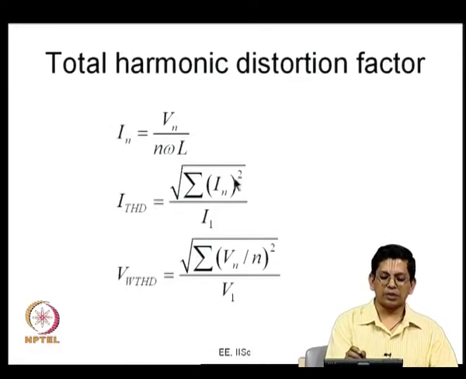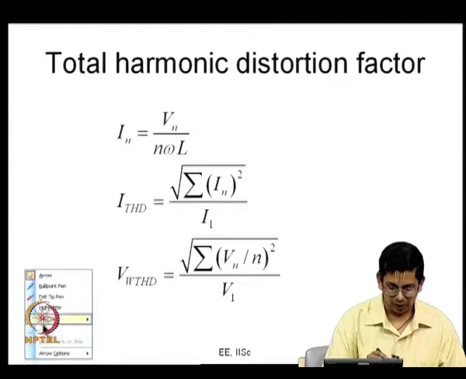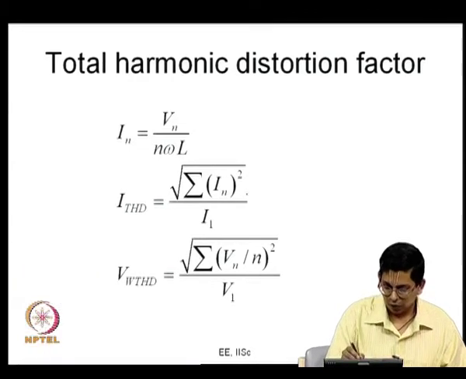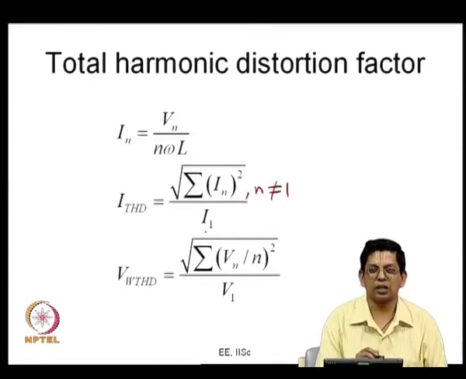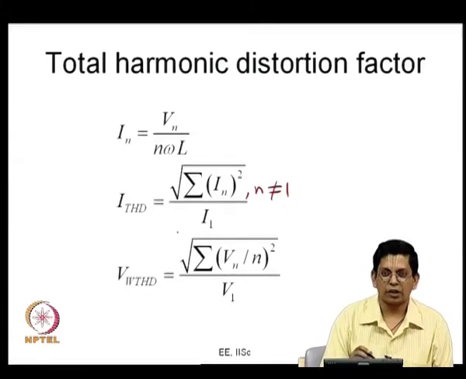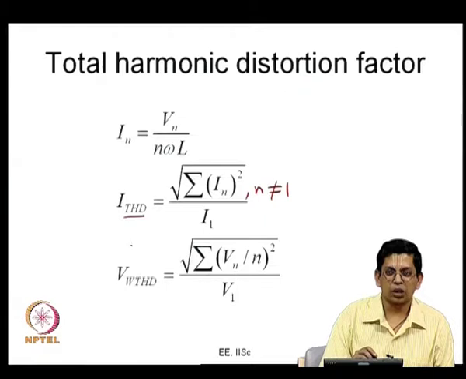And similarly, you can sum up all of this, that is all the harmonics etc. This is sigma of In squared for n not equal to 1, that is you leave alone the fundamental, you consider all the other harmonics, take their sum and divide it by I1. That is what is called the total harmonic distortion factor of the current waveform. The THD stands for the total harmonic distortion, and ITHD is the total harmonic distortion of that current waveform.